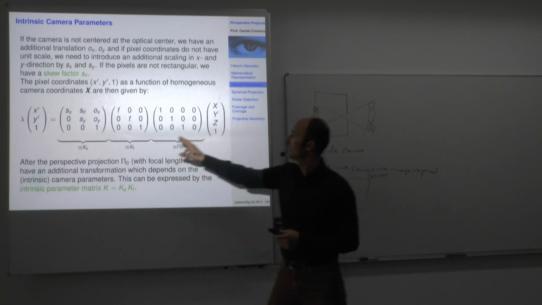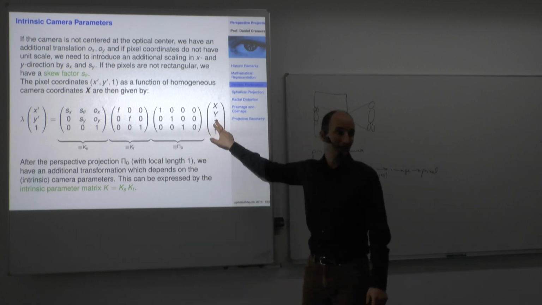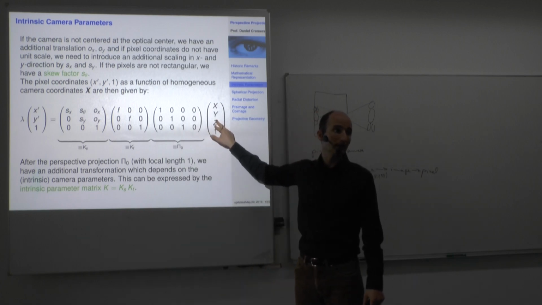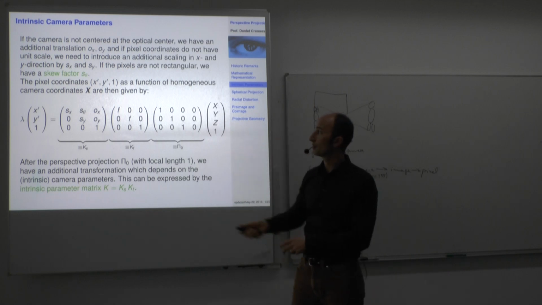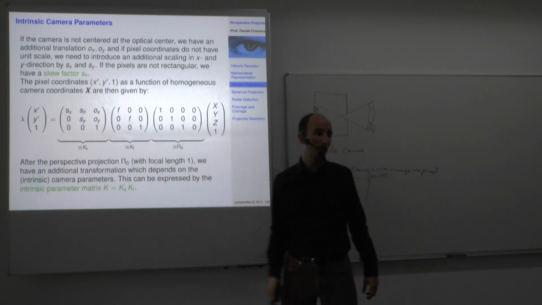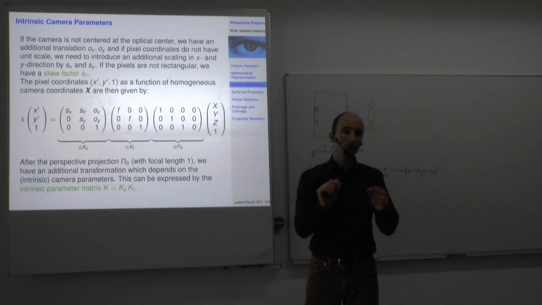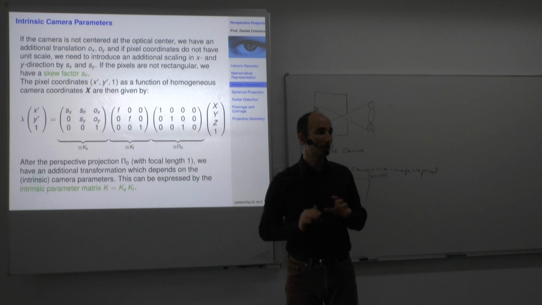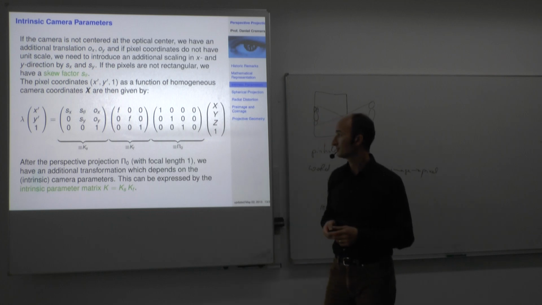In principle, indeed, this factor lambda is the same as z here. But if we work in the approximation that z is essentially constant for all points, we can call this lambda. So the reason why this is not z but lambda is to show that we're working in a constant depth approximation.